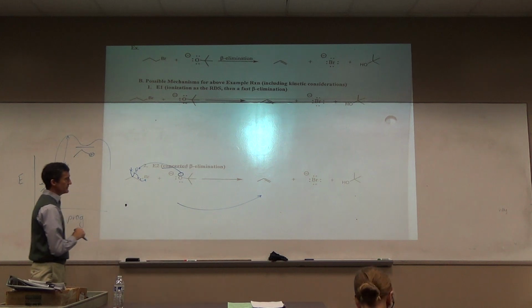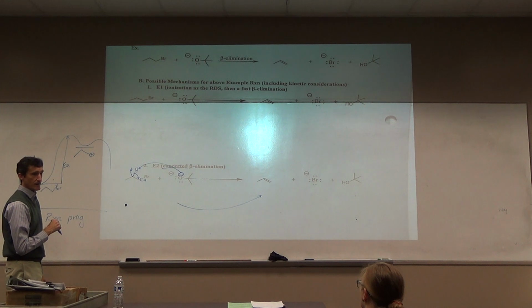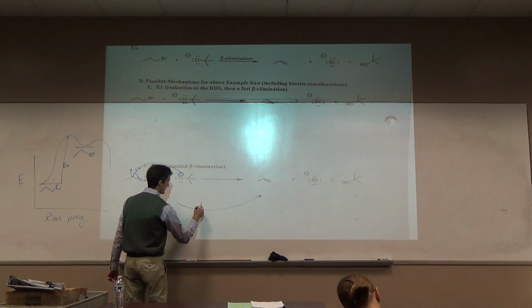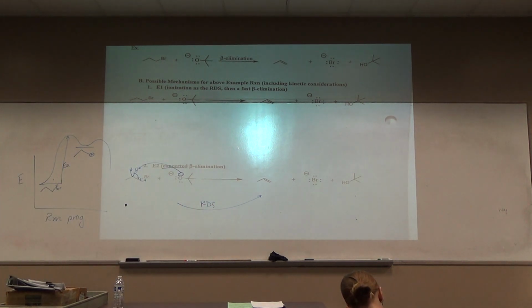What's the rate determining step here? That step, because we only showed one step. Rate determining step is, that's it. Of these two, which are involved in that step? Both of them, they better be, if it's only one step and they're both reacting. Bimolecular. It's called E2. Elimination bimolecular.